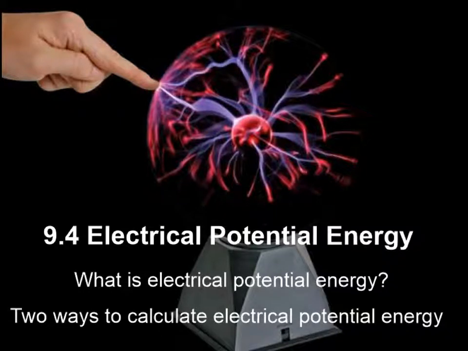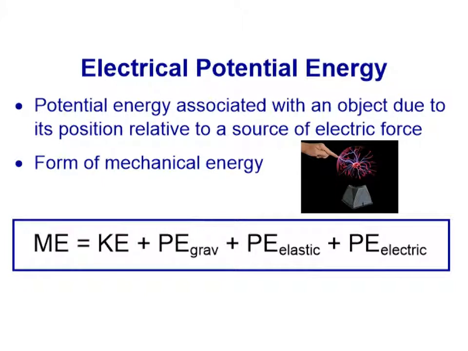Hello and welcome to this video about electrical potential energy. In this video we're going to look at what electrical potential energy is and some ways to calculate it. So electrical potential energy is simply potential energy associated with an object due to its position relative to a source of electric force.